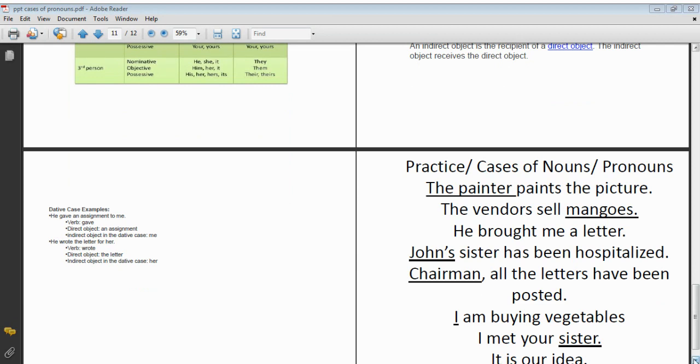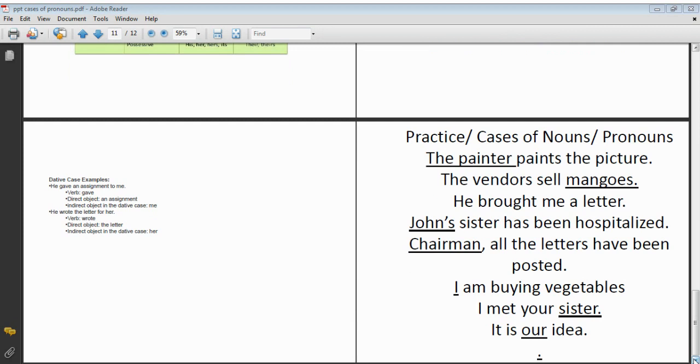Then we come to the practice sentences, the most important part of the whole lecture. I always put more and more stress and emphasis on this part, because until and unless you practice things, you are not able to identify the concepts in your exam. In the first sentence, the painter paints the picture. So painter is in the nominative case because it is acting as a subject here. The vendors sell mangoes. Mangoes are in the accusative case or objective case because they are acting as objects here. He brought me a letter.